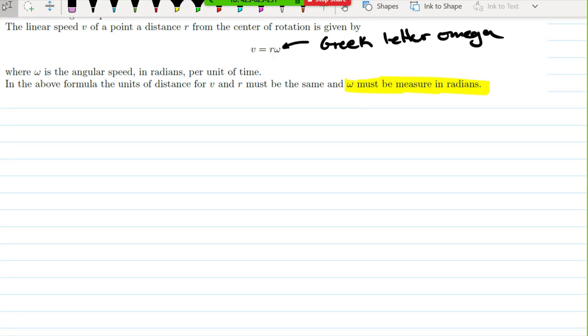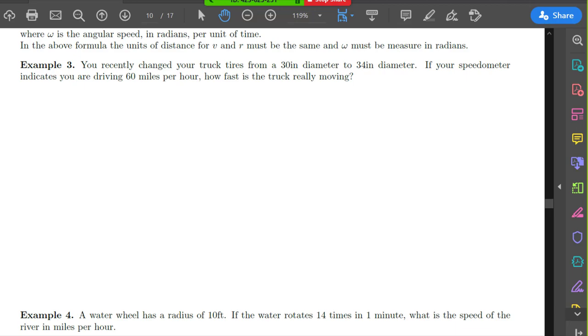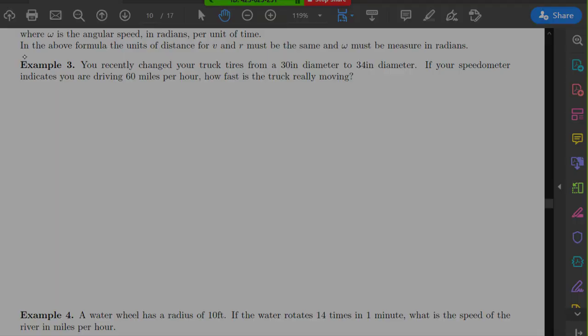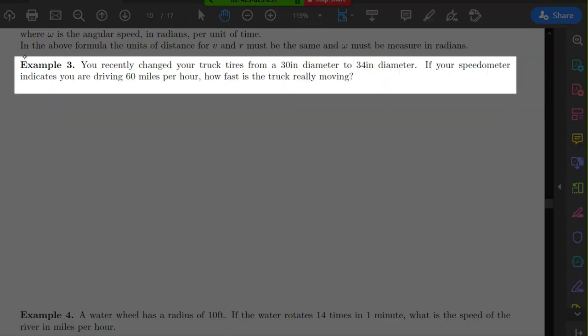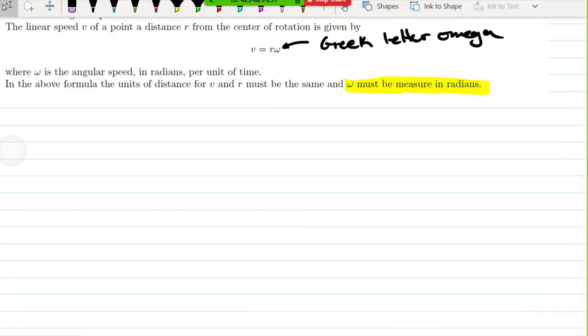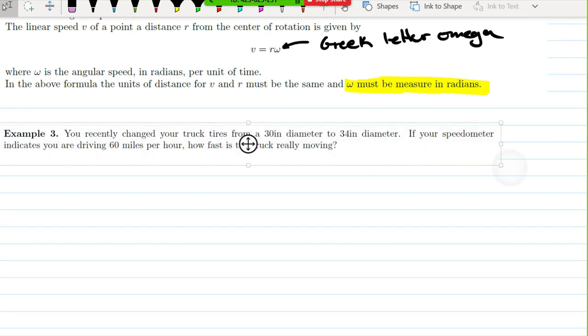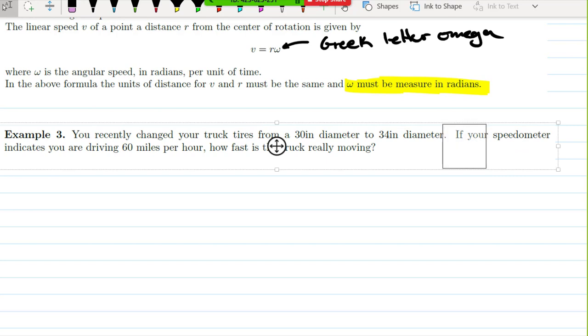All right, so let's go ahead and take a look at a couple of examples. Example 3: you recently changed your truck tires from a 30-inch diameter to a 34-inch diameter. If your speedometer indicates that you are driving 60 miles per hour, how fast is the truck really moving?